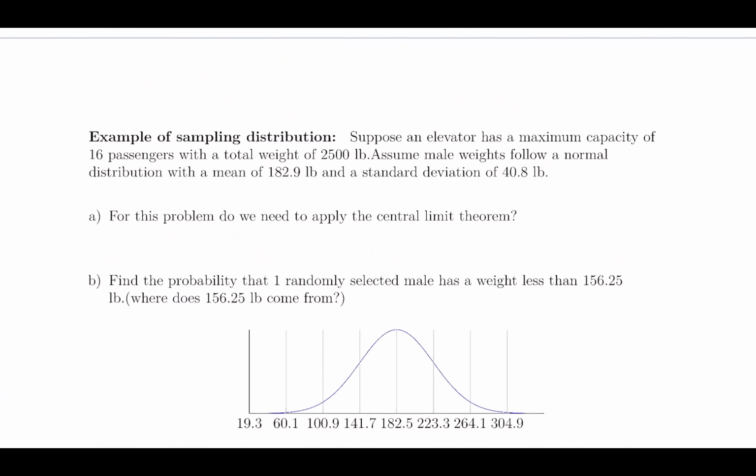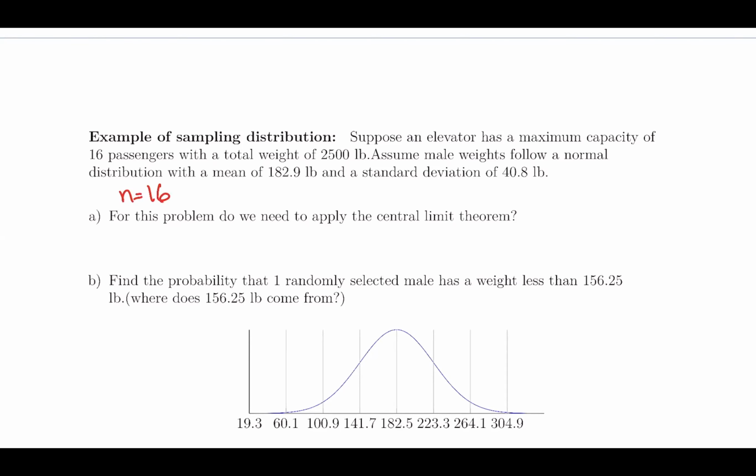All right, so this one says, suppose the elevator had a max capacity of 16 passengers with a total weight of 2,500 pounds. Assume male weight follows a normal distribution with a mean of 182.9 pounds and a standard deviation of 40.8 pounds. So the first thing you want to do is get all the numbers and label what all of the numbers represent. So what does the 16 passengers represent? Cool, N. So we say N is equal to 16.